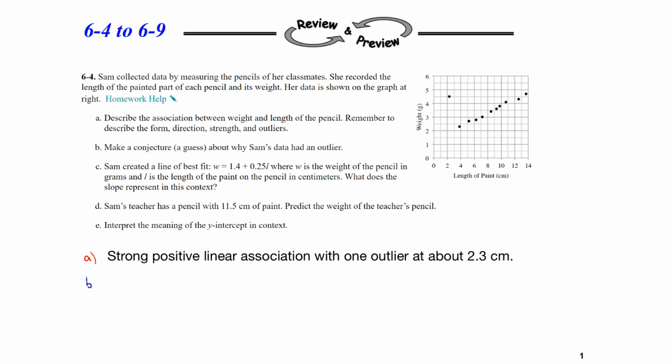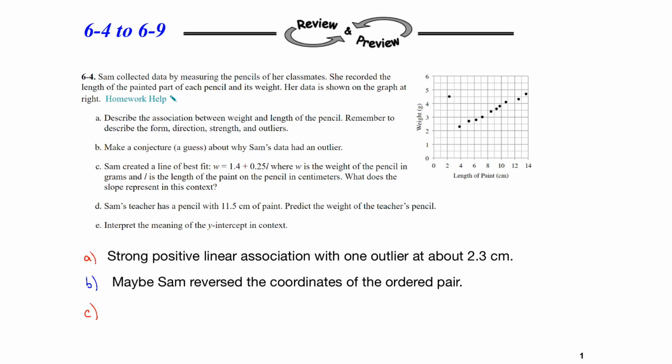Okay, on to part B. Make a conjecture, a guess about why Sam's data had an outlier. Now, you can write really whatever you think in terms of why there's an outlier. It could be a human error. It could be maybe a shorter pencil, but maybe it's thicker in terms of width. Maybe she switched the coordinates around, or he switched the coordinates around. Or no, it says she. She switched the coordinates around or something like that. So there's a lot of different possibilities as to what you could possibly put there. Once again, we're just making a conjecture about why Sam's data had an outlier.